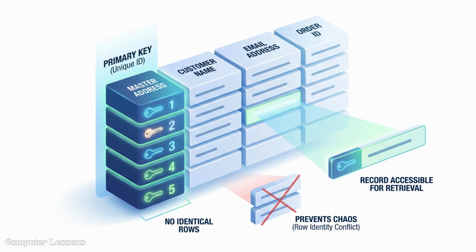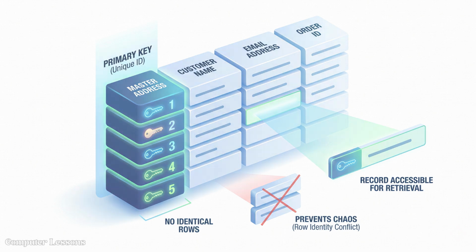Every single table requires a unique identifier called a primary key to prevent absolute chaos and ensure that no two rows are ever identical. It serves as the master address for a specific piece of information within the engine, making every record accessible for retrieval.